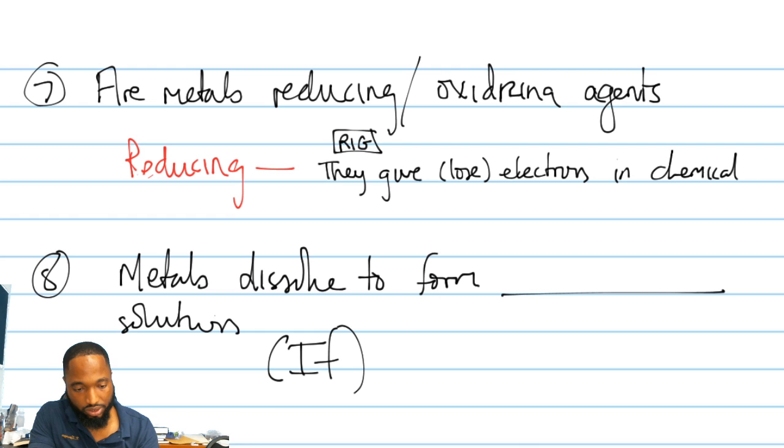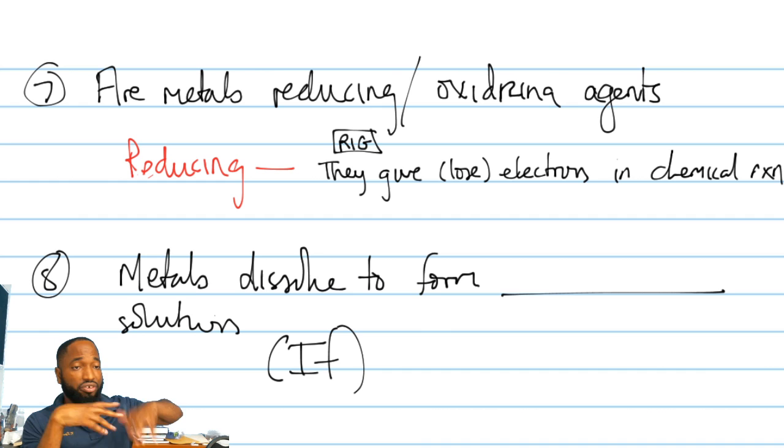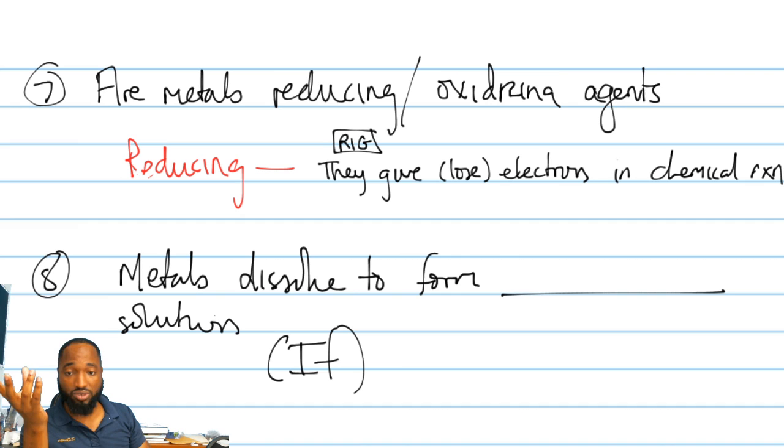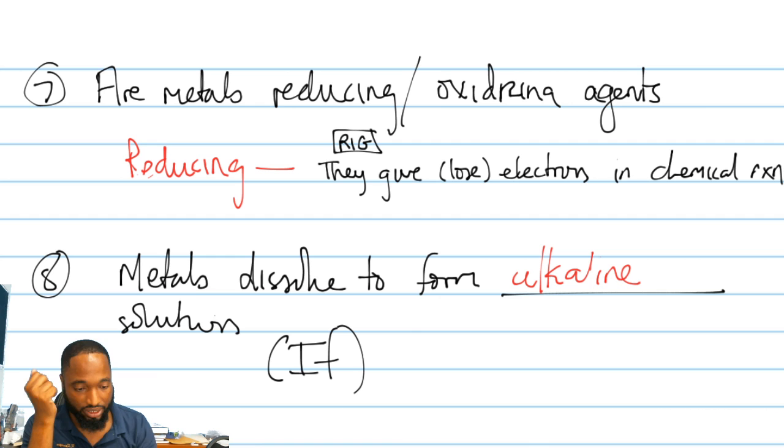And metals dissolve to form... nobody has seen the answer to this yet. So yeah, they get oxidized. When you are a reducing agent, you get oxidized. Right? And I did some videos on this already, I think. Like if you are giving money to somebody, you are losing money. So reducing agents give electrons, and oxidation is loss of electrons. So you are losing electrons, so you are becoming oxidized. Metals dissolve to form, and the answer is alkaline solution, right? That's if they can dissolve in the first place.